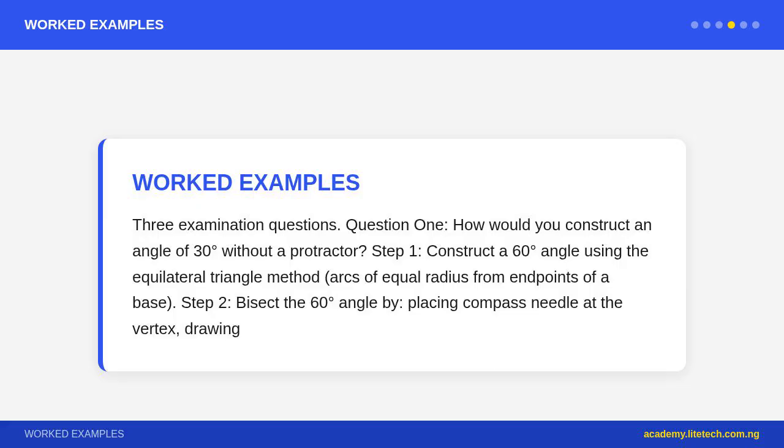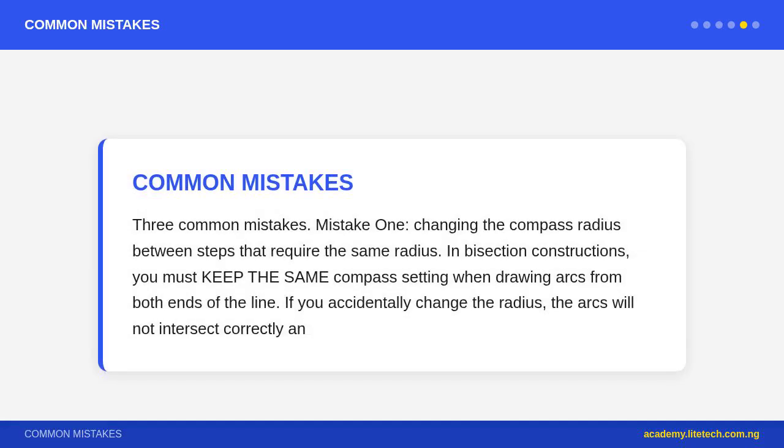3 examination questions. Question 1. How would you construct an angle of 30 degrees without a protractor? Step 1. Construct a 60 degrees angle using the equilateral triangle method, arcs of equal radius from endpoints of a base. Step 2. Bisect the 60 degrees angle by placing the compass needle at the vertex, drawing an arc cutting both sides of the 60 degrees angle, then with equal compass settings, drawing arcs from each intersection point and connecting their crossing point to the vertex.